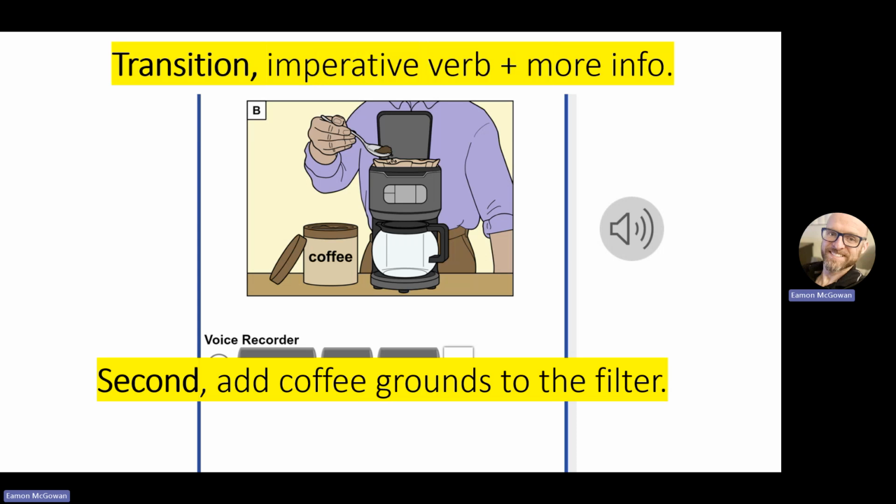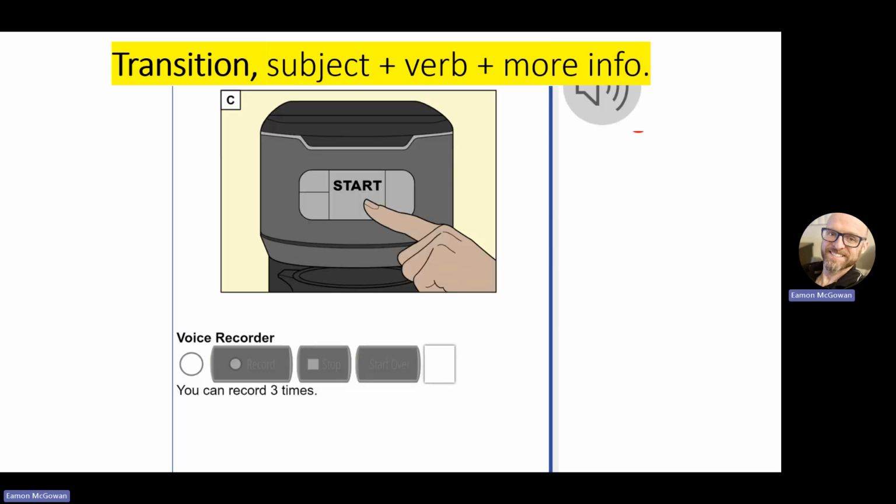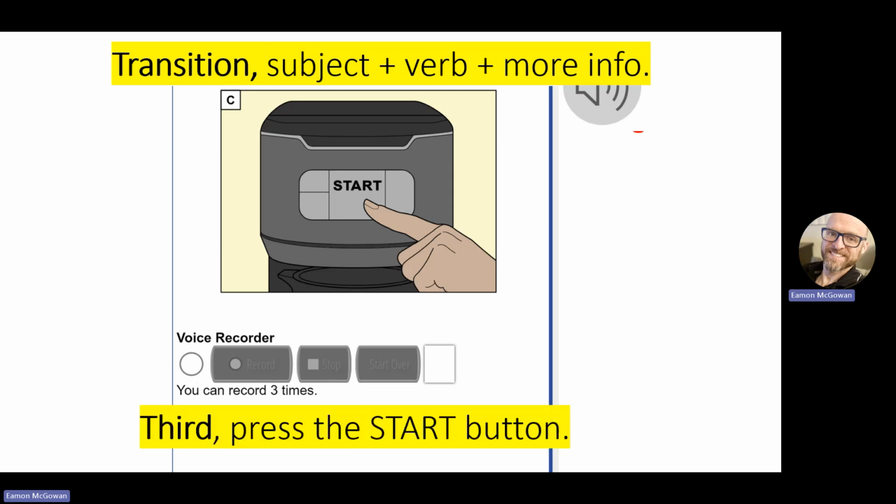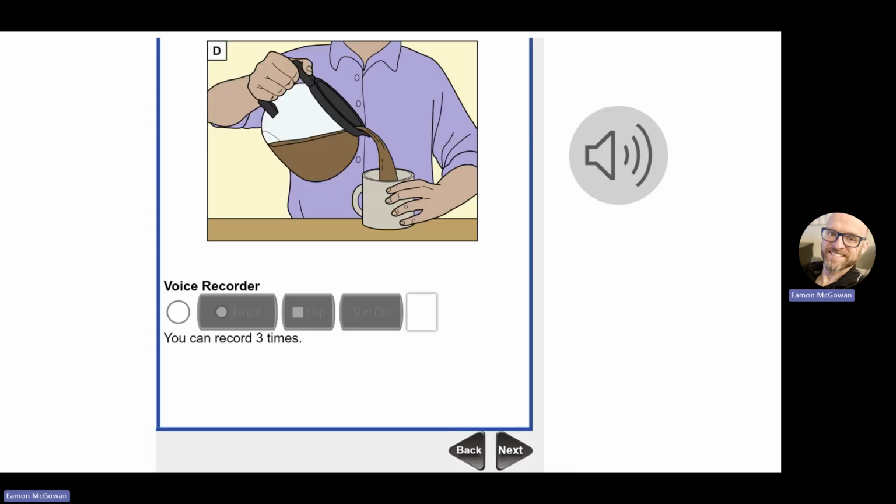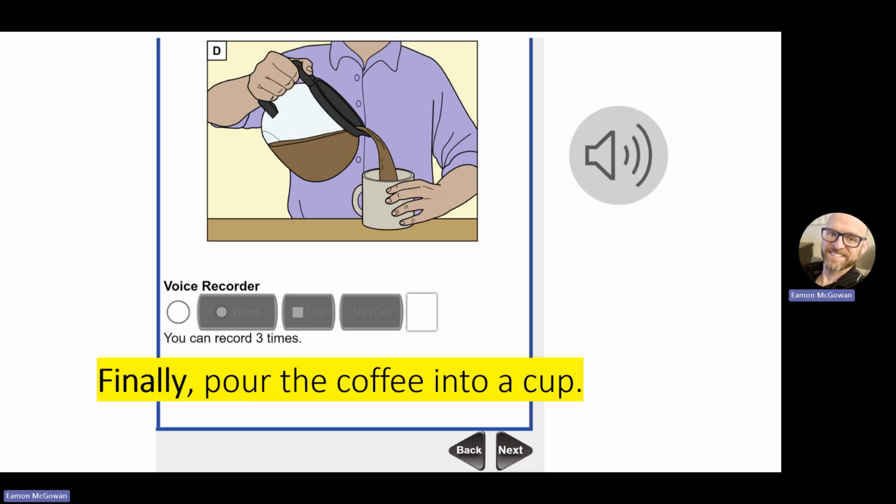This might be a good opportunity as well to show students that you can use the imperative or you could use a subject, right? You could say, third, I press the start button, or stick with the imperative, right? Third, press the start button. And finally, pour the coffee into the cup. Again, short answers, 1 sentence per picture.